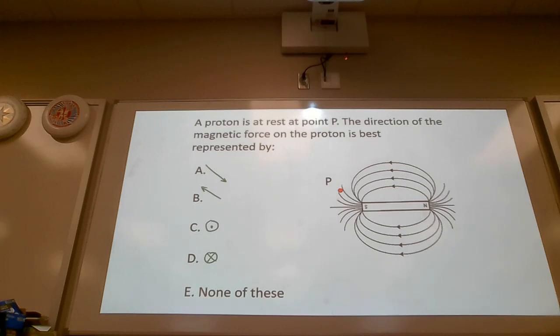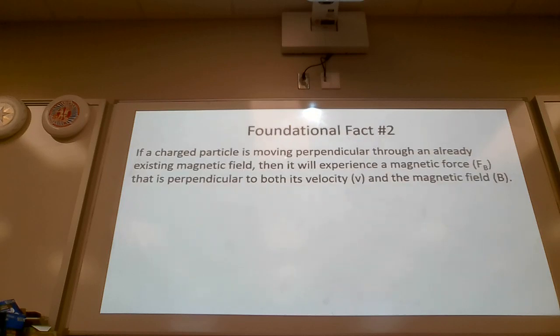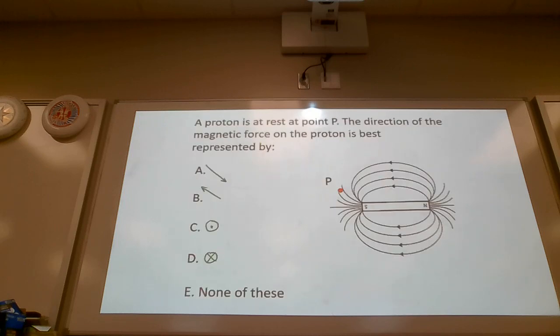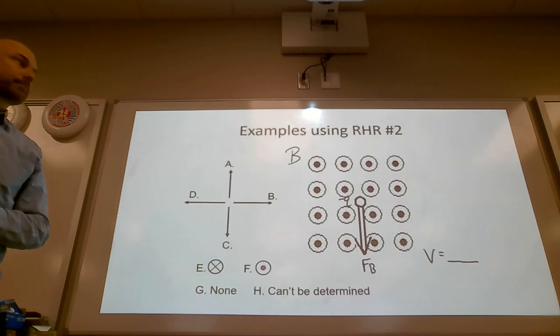Trick question. Correct answer is E, no force. A stationary charged particle does not interact with a magnet. Okay? It has to be moving perpendicular. Good with that? Give that one a shot.